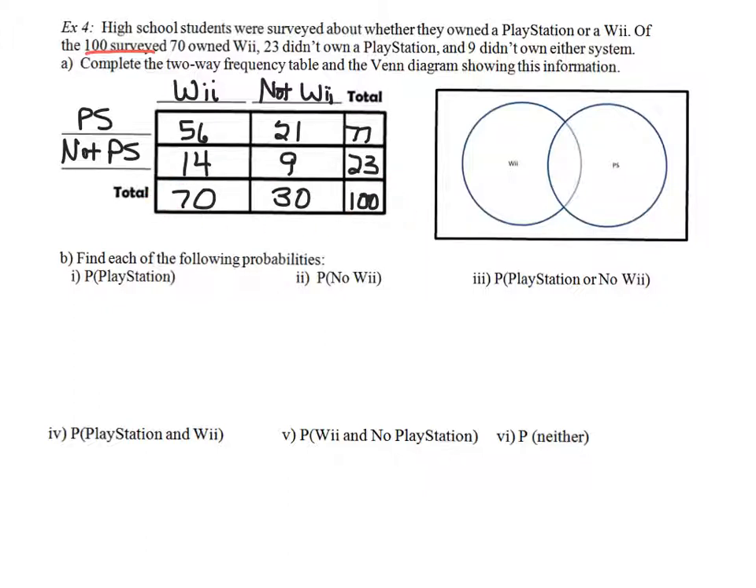Now, just for practice, let's also put this information into our Venn diagram. So in the Venn diagram, I see that neither is going to be 9. I see that the Wii without the PlayStation is going to be 14. I see the Wii and the PlayStation is going to be 56. And I see that the PlayStation without the Wii is going to be 21. Now again, if I add together all of those numbers, I should get a total of 100. And I also see those numbers in my two-way table.